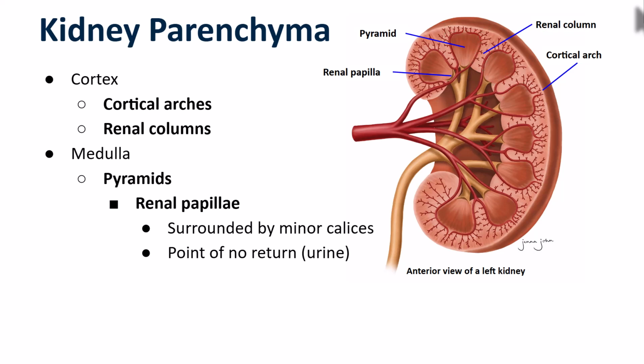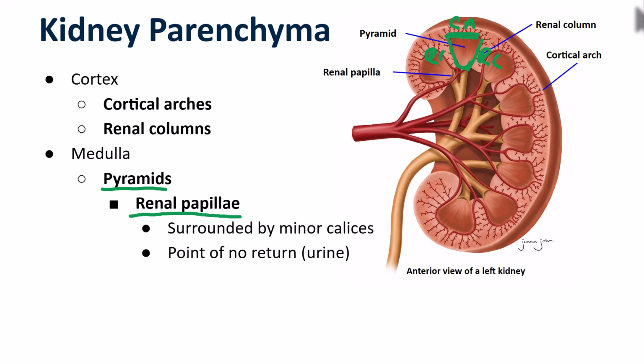Now, the medulla is organized into discrete regions that we call pyramids. And it's a pretty poor name for these structures because they're actually conical in shape. But in section, pyramids can be seen, so they're more pyramidal. The base of the pyramid is what is in contact with the cortical arch, whereas the sides of the pyramid are what are in contact with the renal columns. The apex of the pyramid is called the renal papilla, so plural, renal papillae.